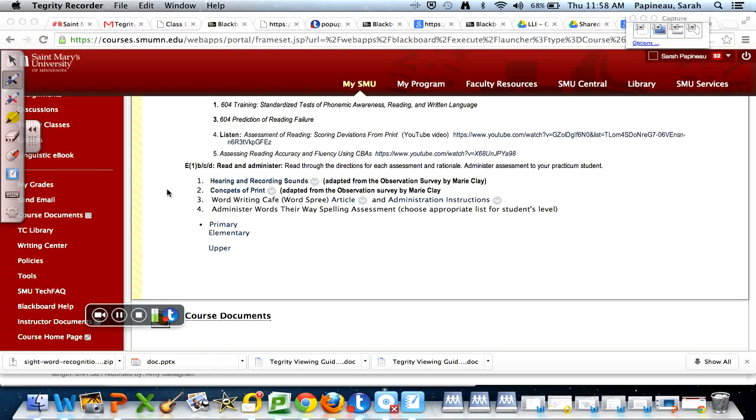Hearing and recording sounds, the administration directions are on the link right here that I've provided, and this is adapted from Marie Clay's observation survey, as well as Concepts of Print too. So they are not directly from the observation survey, but they are adapted with the idea that we are listening. Hearing and recording is used to see how students can hear sounds and then produce them in written work.